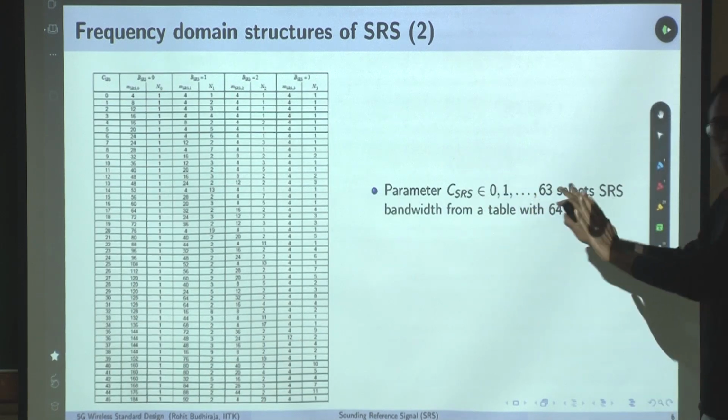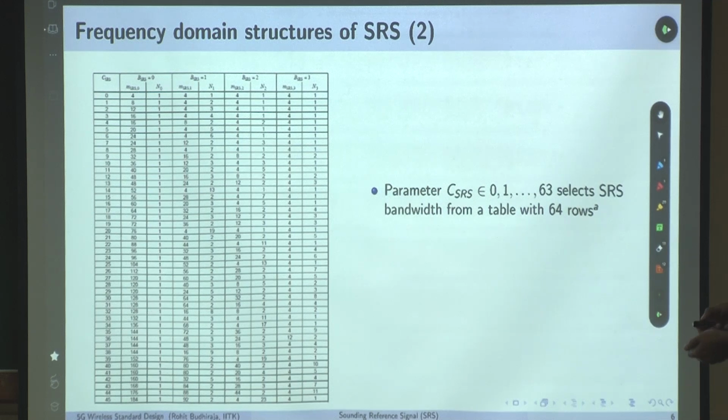Don't look at this, I'll tell you what it means. This is a 64 row table, and I have shown only a part of that because it becomes difficult to bring in the whole table. 46 rows I have shown.